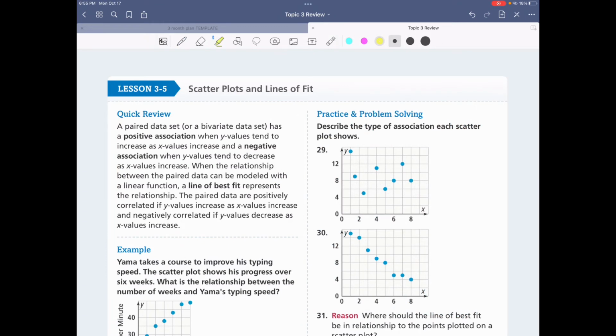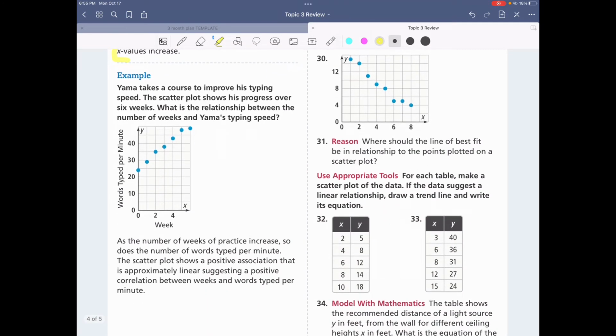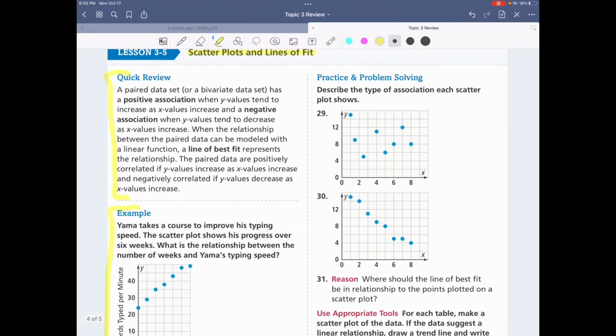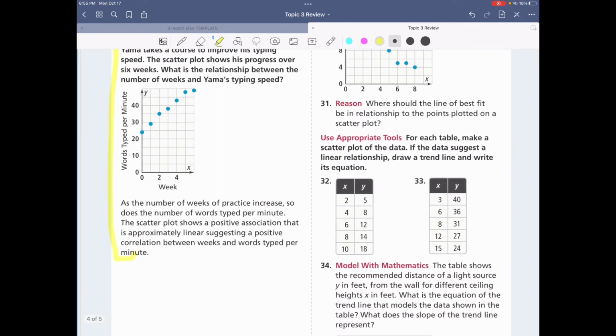Section 3-5 is about scatter plots and lines of fit. You should read this review, and you should read over this example on your own. For this section, we're going to cover problems 29 and 30 because there will be questions like that on the test. And we'll also do question 34.